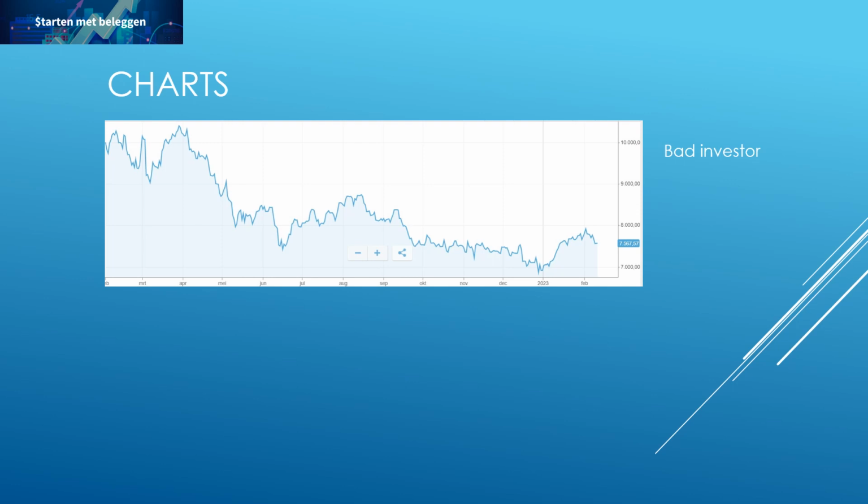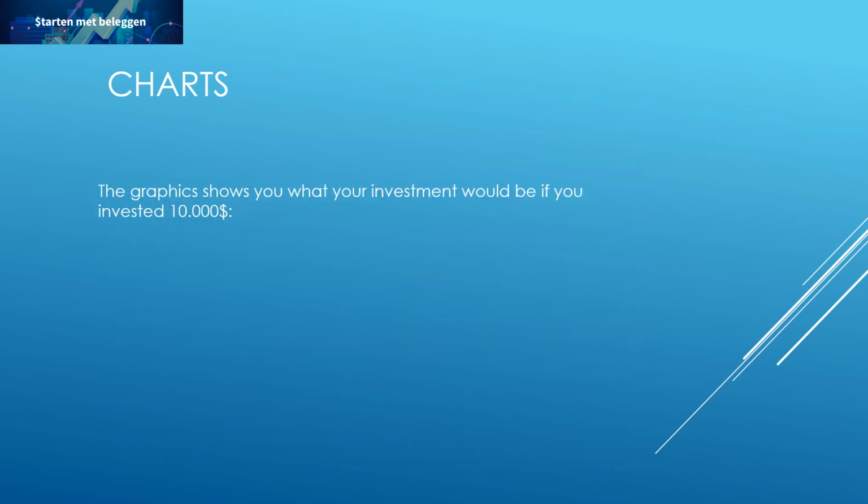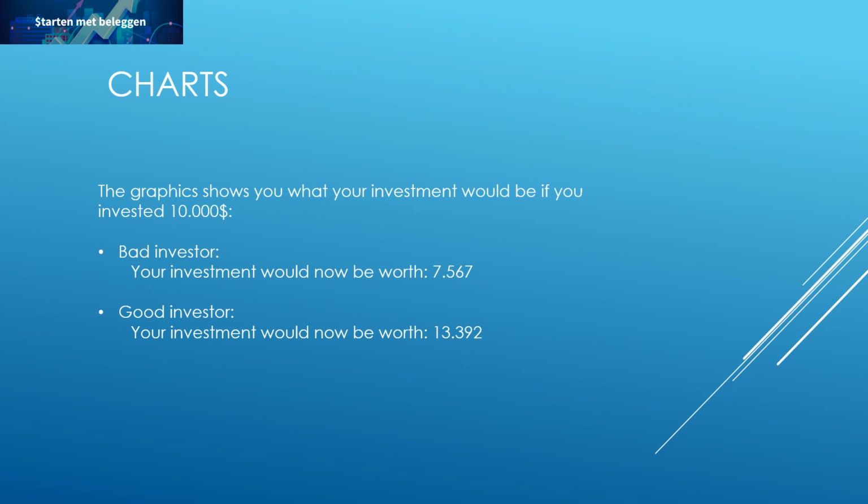Look at the charts also of the investor. Here's the bad investor. You see the line is going down. This line from a good investor is going up. The chart shows you what your investment would have been if you have invested $10,000. So for the bad investor, you will have at the end 7,500, and for the good investor, you will have 13,400 almost. The good investor will have at the end almost twice as much as the bad investor.